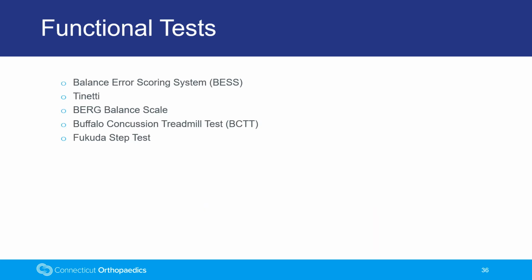Functional tests that can be used on an evaluation. You can use the Balance Error Scoring System, the Tinetti, the Berg Balance Scale, the Buffalo Concussion Treadmill Test, and the Fukuda step test.